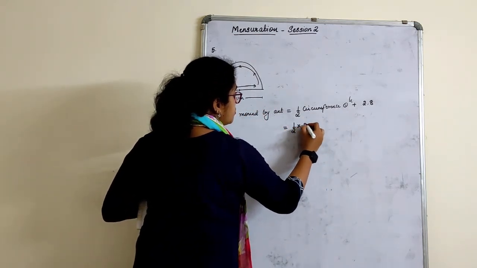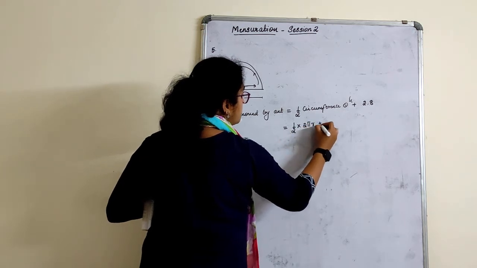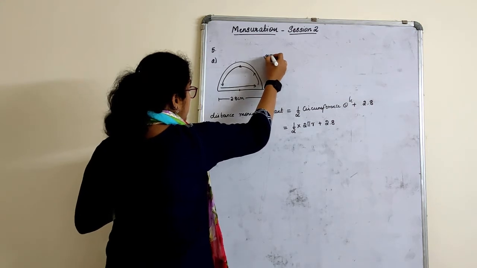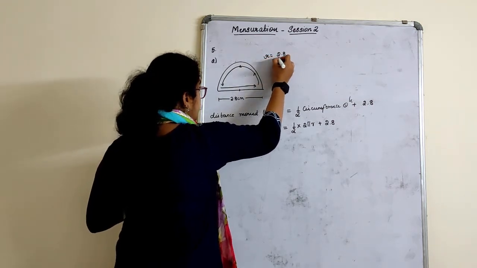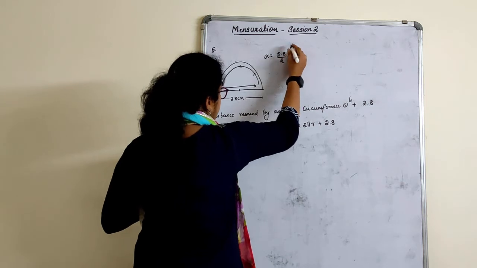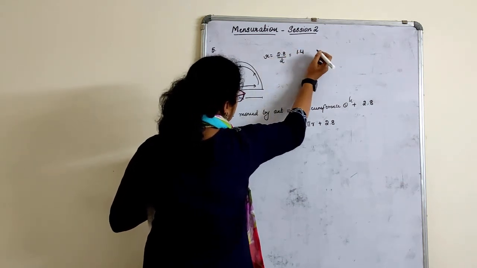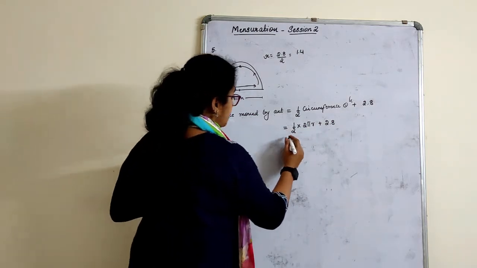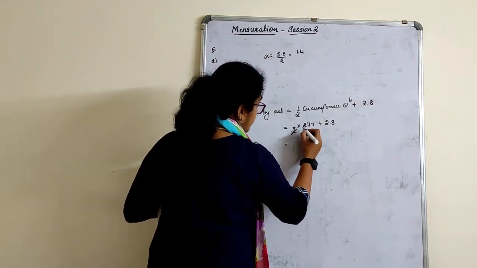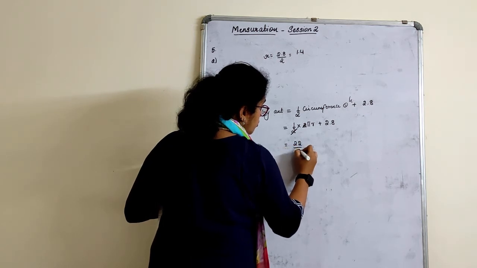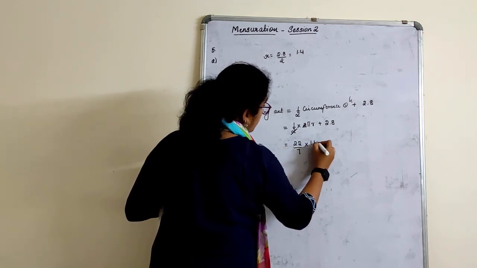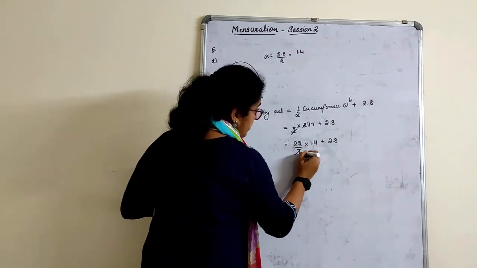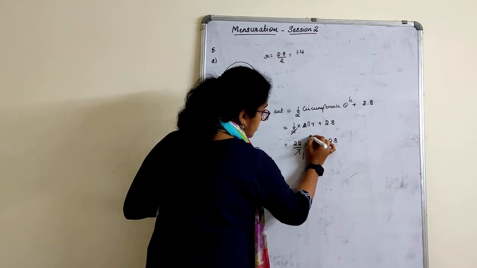So half into 2 pi r plus 2.8. First of all here, where r is 2.8 divided by 2, that is 1.4. I know it is a decimal, here also it is a decimal. Keep it, we will see. Half and half will get cancelled. 22 by 7 into 1.4 plus 2.8.